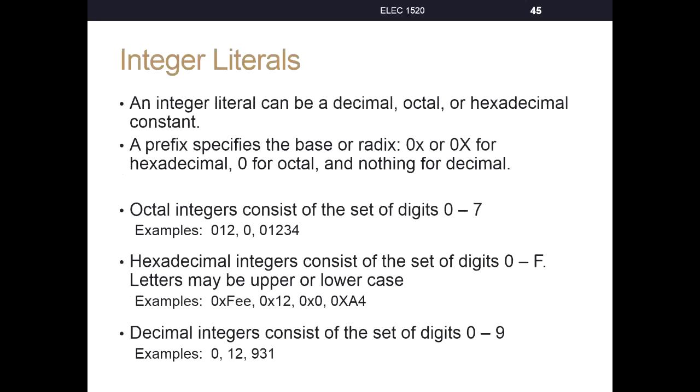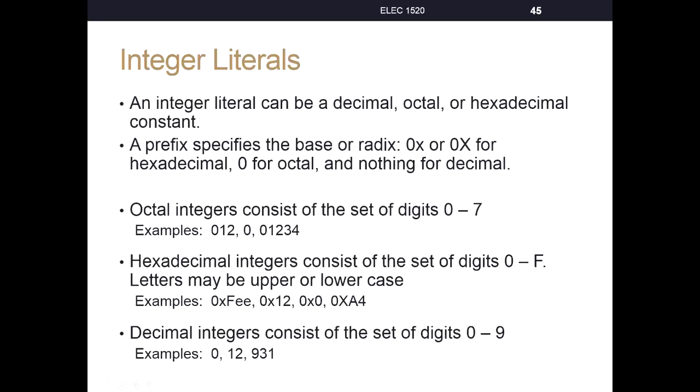So an integer literal can be a base 10 decimal, octal, or hexadecimal constant. But we have to say what base we're working in. We work in decimal by default, but if we want to specify the base, or the radix, we use 0x with a small x or 0X with a capital X for a hexadecimal number. We use 0 in front of a number for octal, and we don't precede a decimal number with anything. So by default, we work in decimal, or base 10.